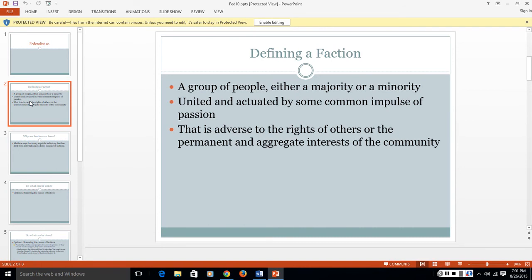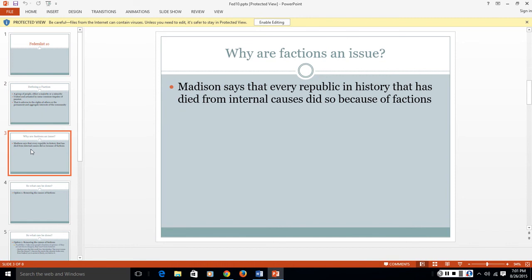So why are factions an issue? Madison says because in every Republican history that has had factions, it has died. It has ceased to exist.